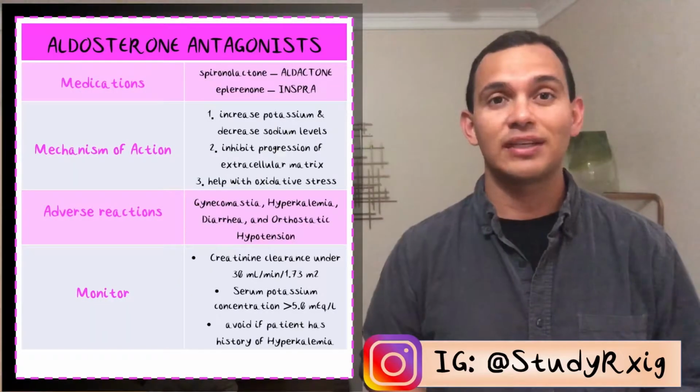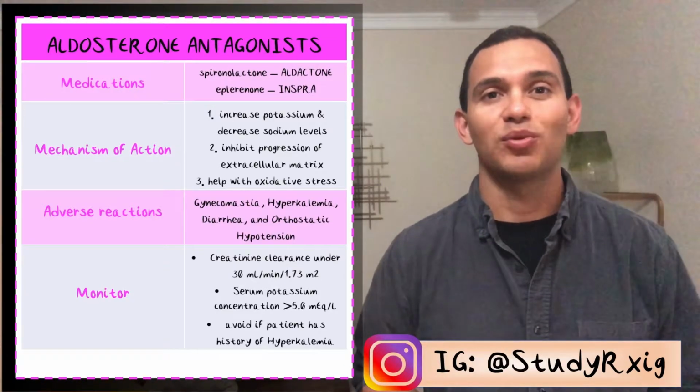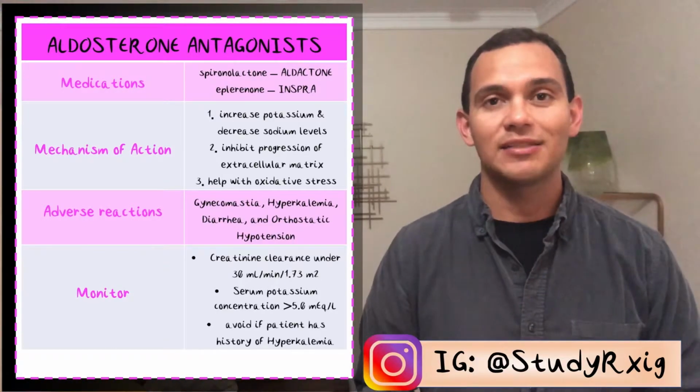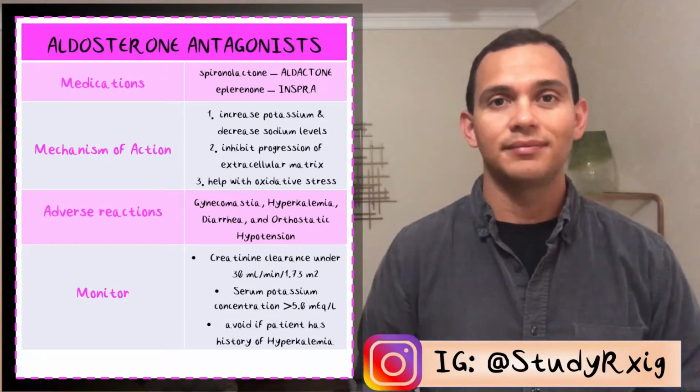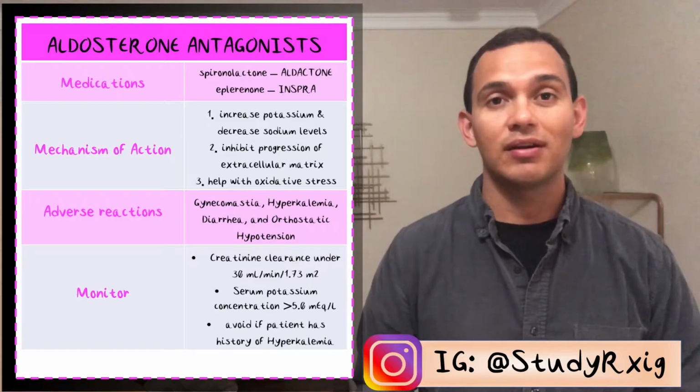I made a video strictly on aldosterone receptor antagonists, so please go check that out for the mechanism of action, because I will be flying by this portion. For aldosterone receptor antagonist medications, the brand medication for spironolactone is Aldactone, and the brand medication for eplerenone is Inspra.